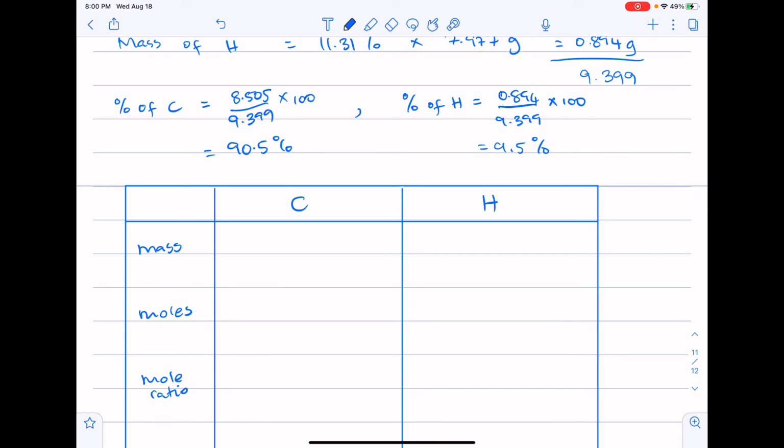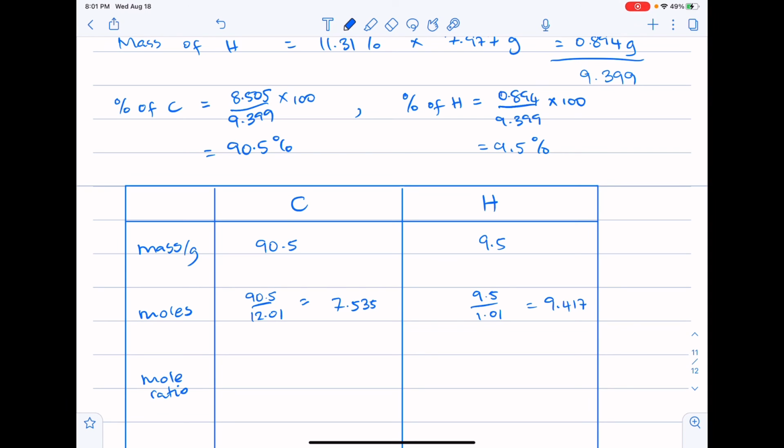We can now do the empirical formula. So we have 90.5 grams of that and 9.5 grams of that. When we convert this to moles, we'll have 90.5 divided by 12.01, and we'll have 9.5 divided by 1.01. We have 7.535 here, and then on the other side we have 9.417. Now we're going to calculate the mole ratio by dividing by the smaller of the two numbers.